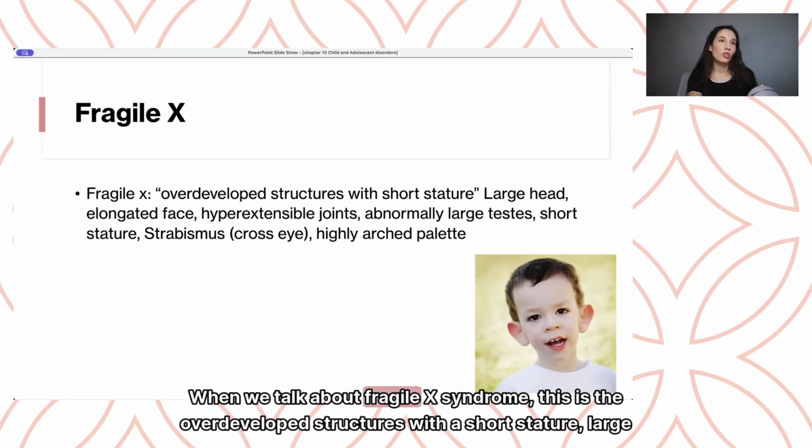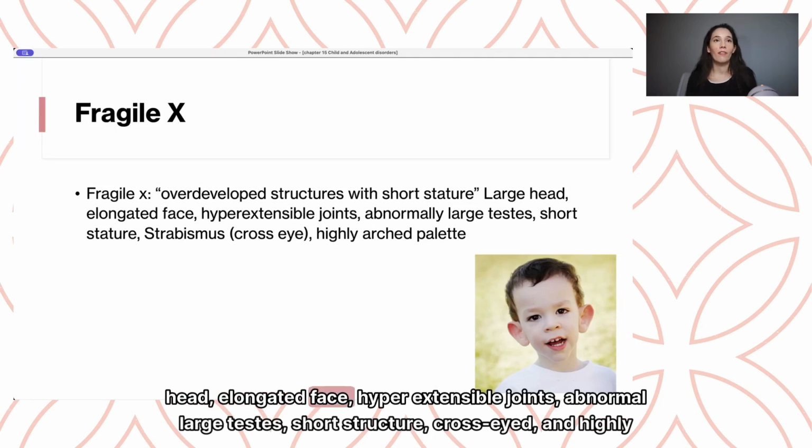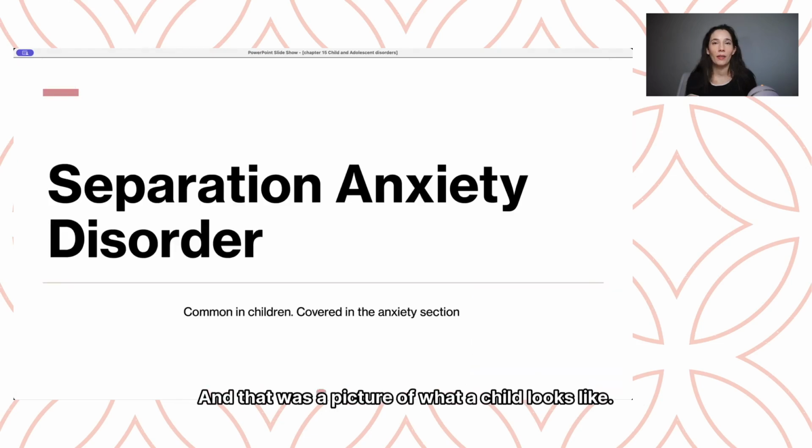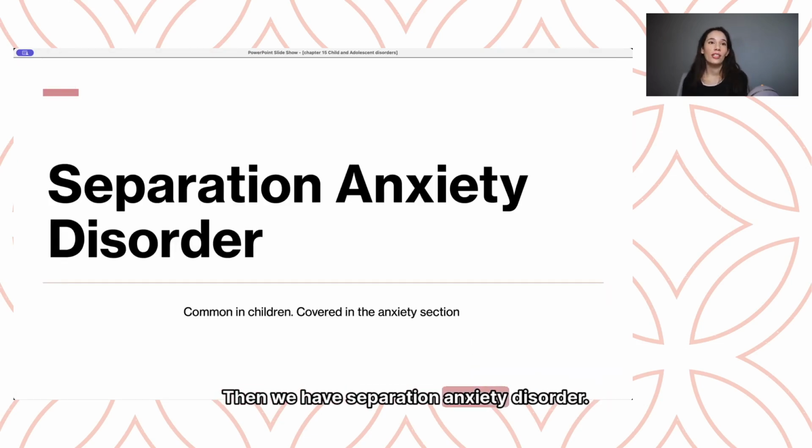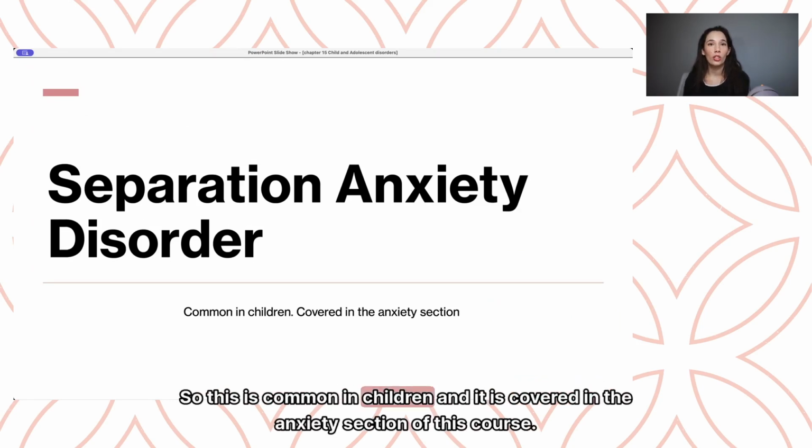When we talk about Fragile X syndrome, this is the overdeveloped structures with a short stature, large head, elongated face, hyperextensible joints, abnormally large testes, cross-eyed, and highly arched palate. And that was a picture of what a child looks like. Then we have separation anxiety disorder. So this is common in children, and it is covered in the anxiety section of this course.